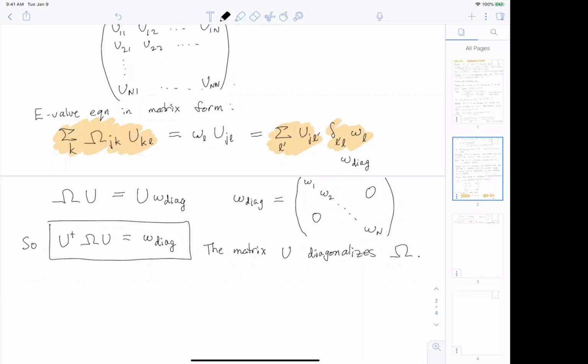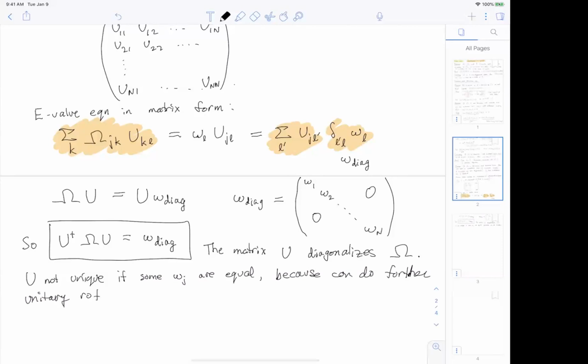Now, when we constructed U, there was no guarantee necessarily that it's unique, but it is going to be unique unless two of the eigenvalues are the same. So it's not unique if some omega j are equal. And the reason it's not unique is just because if they're equal, you can do further unitary rotations within the degenerate subspace. In other words, acting on only the vectors that have degenerate eigenvalues and not the other ones, where it's just the identity.